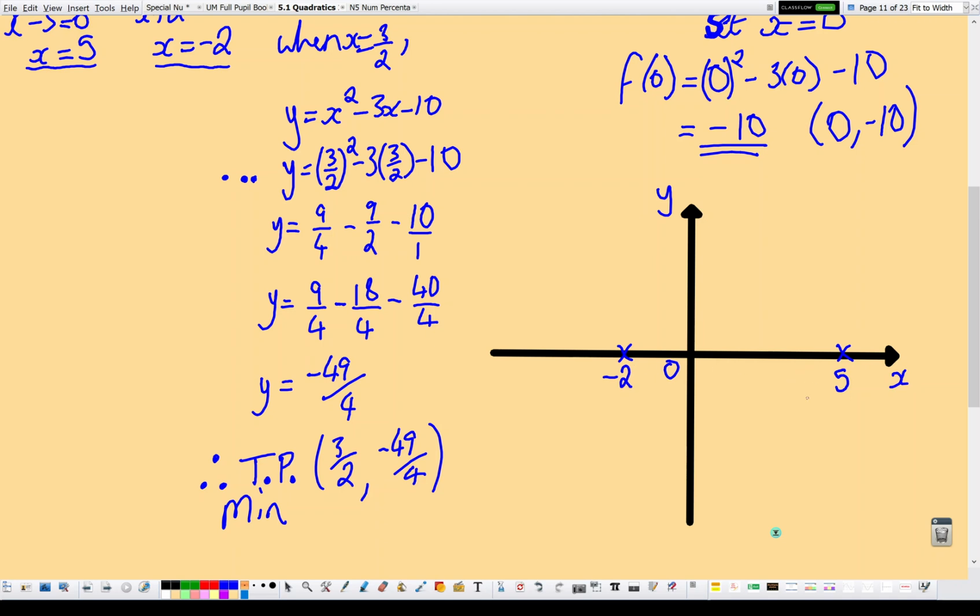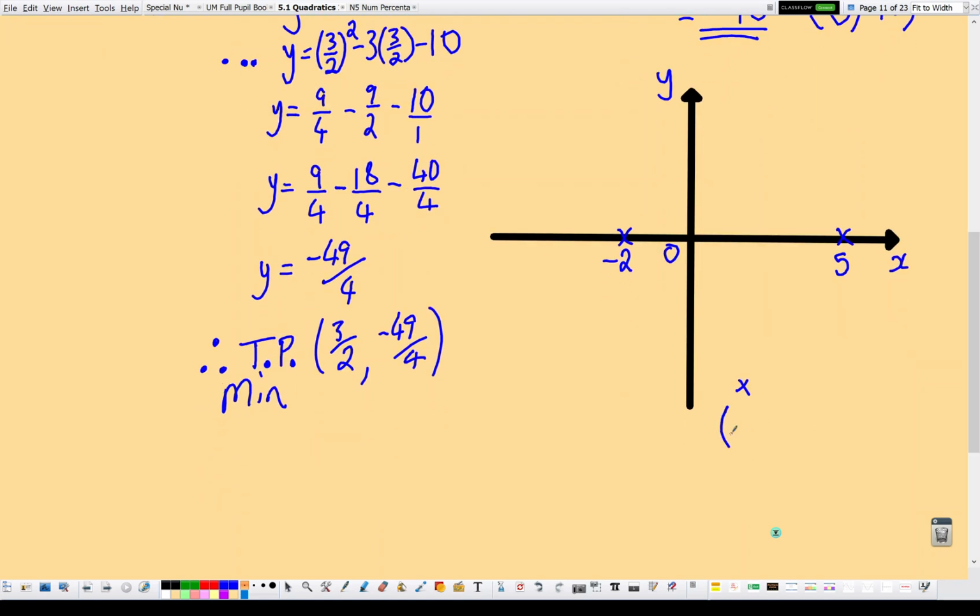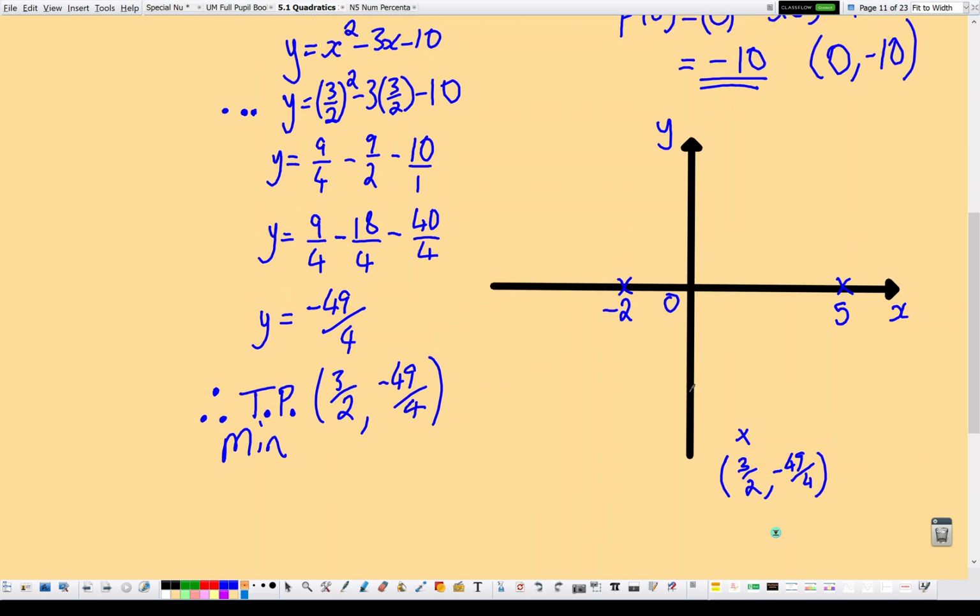The turning point was 1.5, which is about here, and then minus 16 and a quarter. 3 over 2, minus 49 over 4. So somewhere random, like down here. And then just put on that coordinate point, 3 over 2, minus 49 over 4. You must put the coordinate point on there. And then the y-intercept was minus 10. So roughly about there.